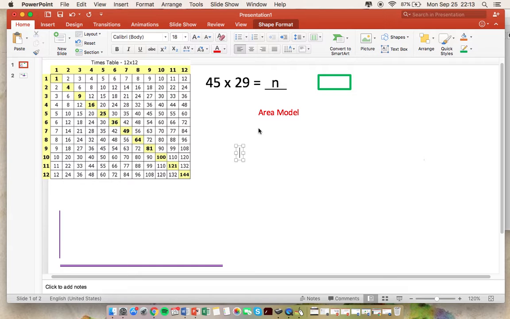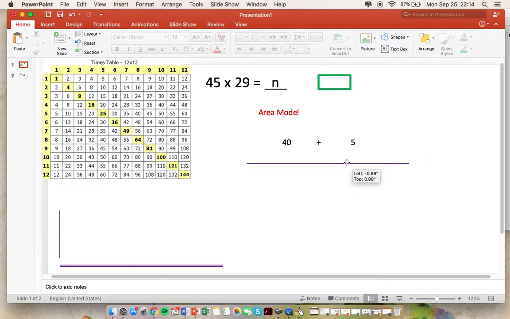So we want to take our first number here, which is 45, and we need to expand it just like we did when it was a 3-digit number. And 45 expanded is 40 plus 5. Okay. Now that I have that, I want to make sure that I draw my bar here. And that is kind of big, so I might want to make it a little smaller. Okay, here we go.